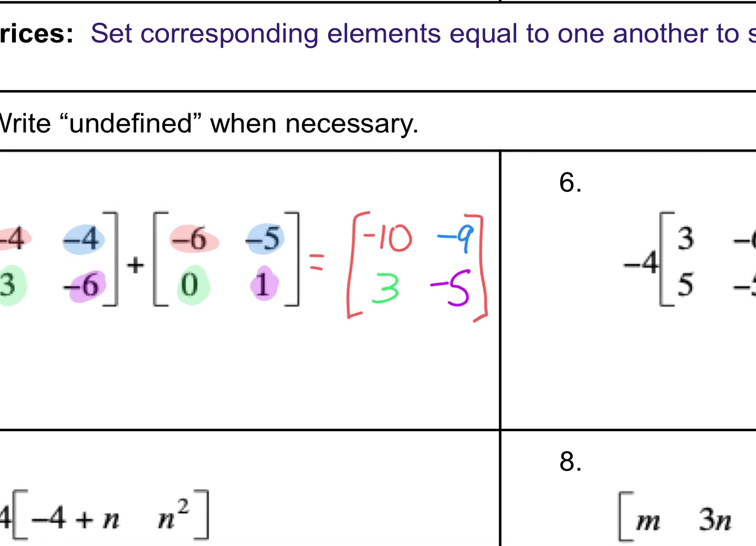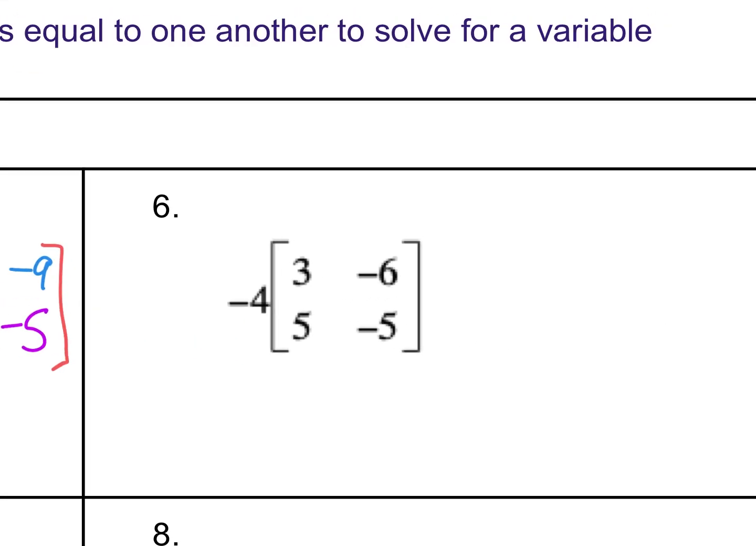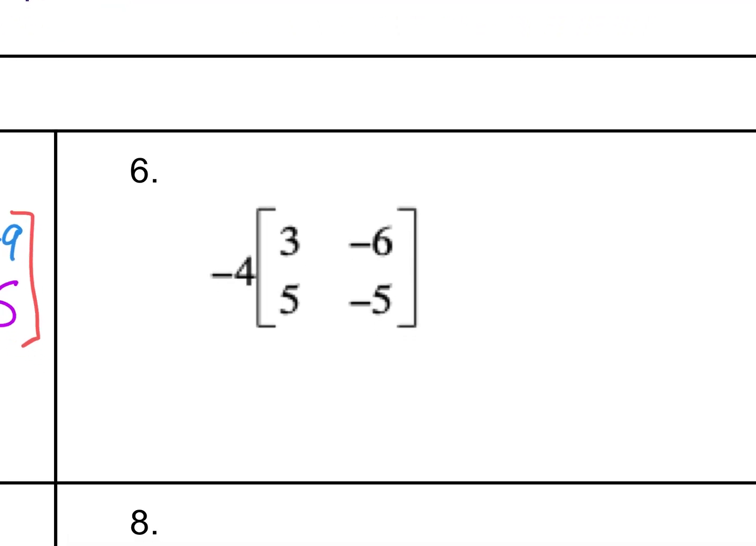Okay. Then we go to number 6. Got a -4 on the outside of A, what are the dimensions of that? 2 by 2. So my answer is also going to be a 2 by 2. And I'm just distributing that -4 to everything inside of there. So, first element, -4 times 3 is -12, right? Okay, you finish that. Do the rest of them.